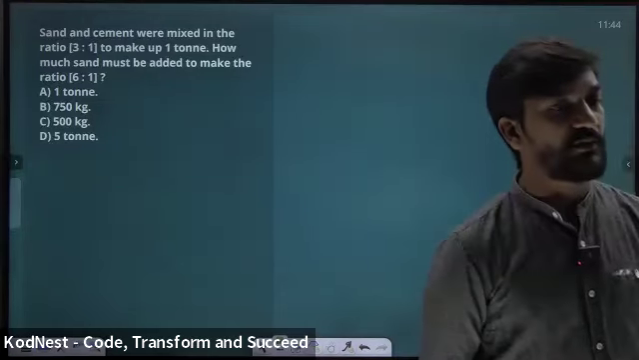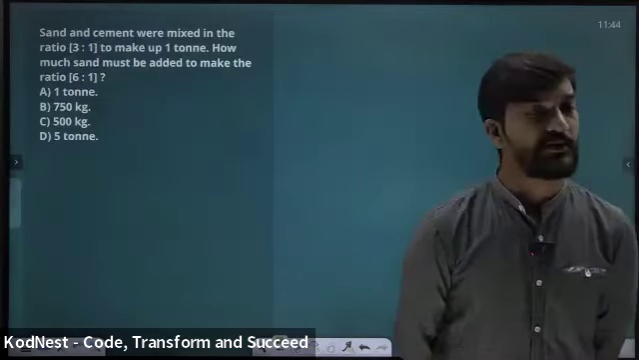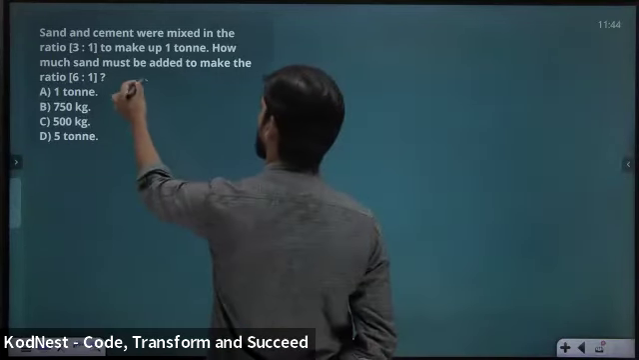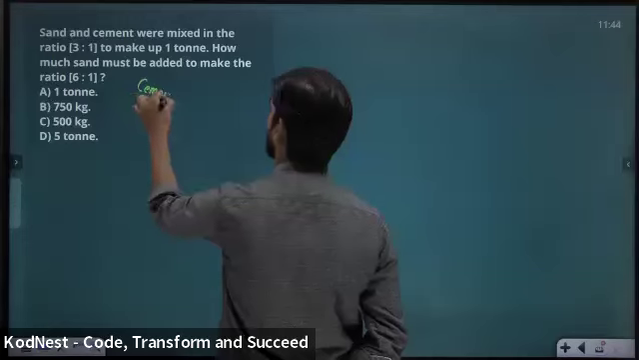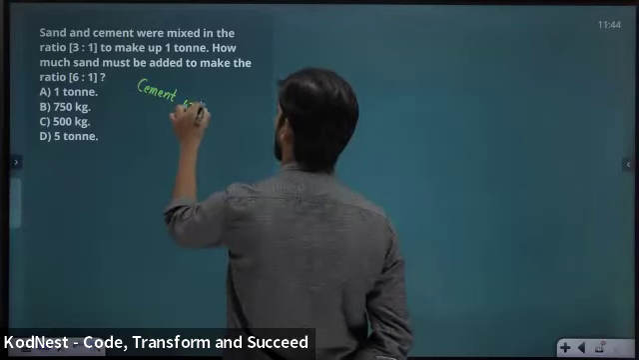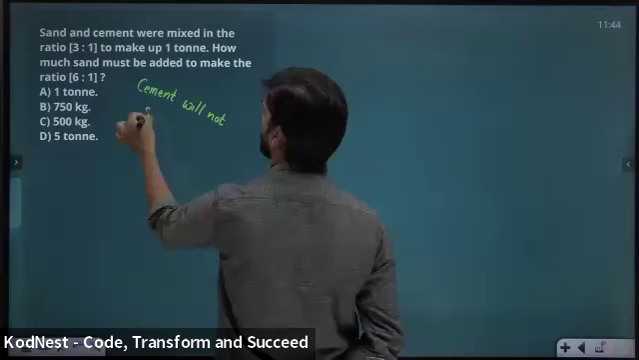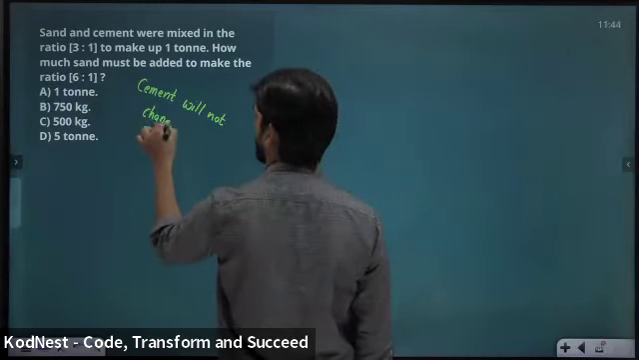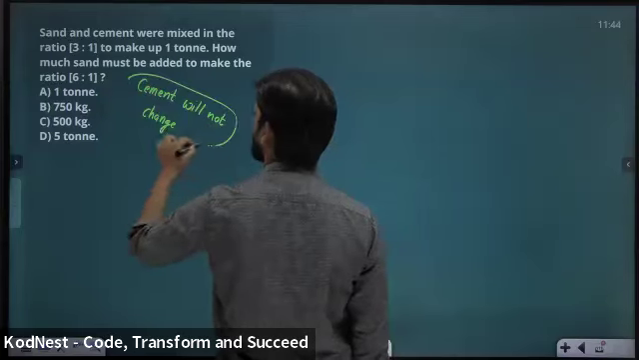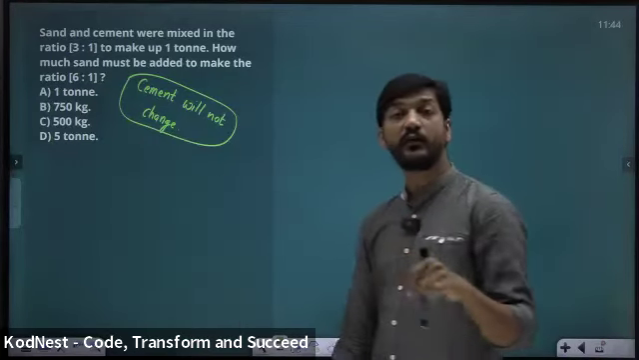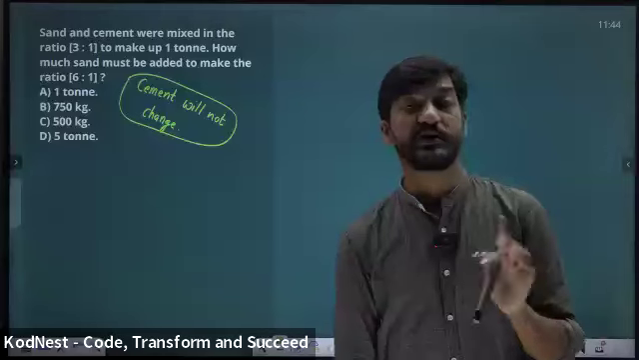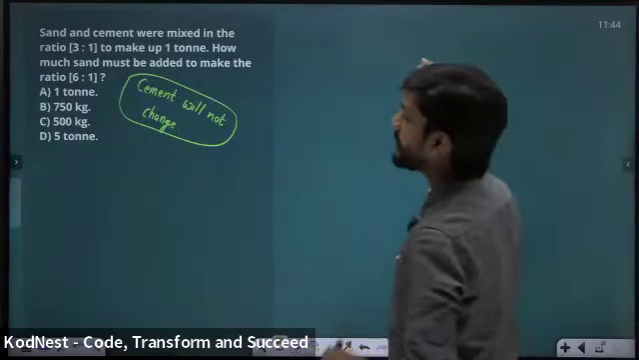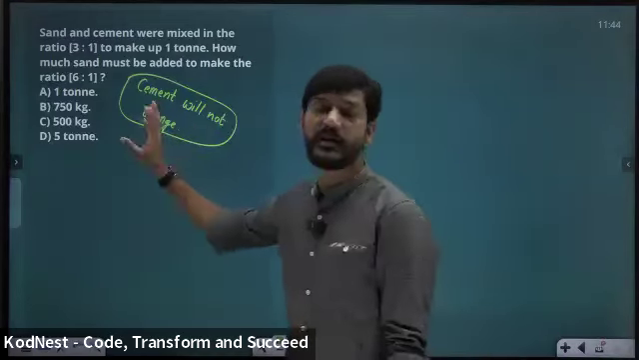Sand will change. Okay. What will not change? Cement. Cement will be same. All of you agree with me? Cement will not change. Because we are not adding cement, we are adding sand. So sand value will change, it will increase, but cement will not change. Now, I don't know sand cement value, but whatever cement value is, it will remain same.